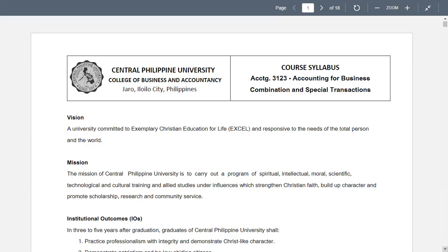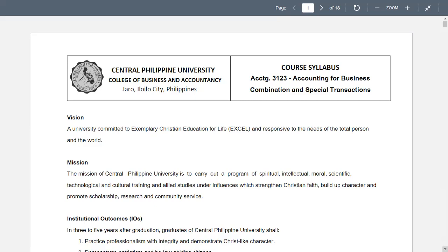Of course, we have to begin with the vision of the university, that's for exemplary Christian education for life and responsive to the needs of the total person and the world. Now, everybody should be very particular about this because this will involve all your subjects. So you will carry that even after you graduate, being an alumna or alumnus already of Central Philippine University.